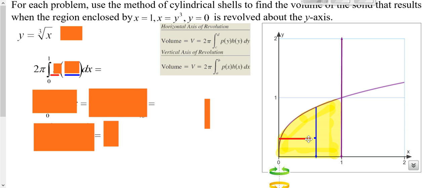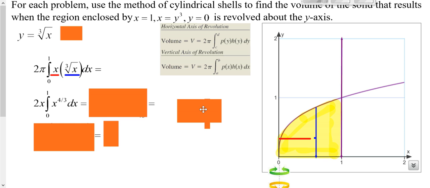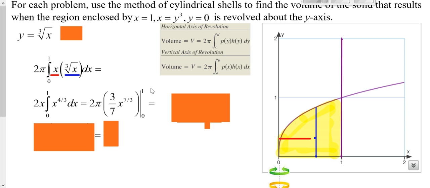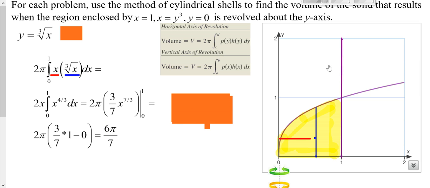Then it's your variable minus your axis of revolution, because your axis of revolution is on the left, so it'd be x minus 0, or x. Your height is perpendicular, so it's got to be the top of your curve minus the bottom of 0, so it's really just your curve minus 0, or your curve. So this is really an x times an x to the 1/3, so we get an x to the 4/3. Well, now that's pretty easy to integrate, so we integrate that. Throw in 1 minus what you get when you plug in 0, and you get 6 pi over 7.